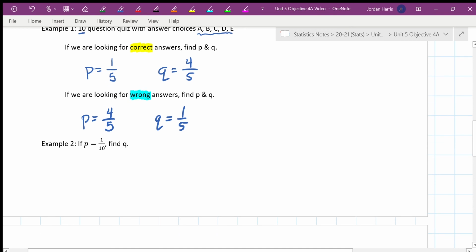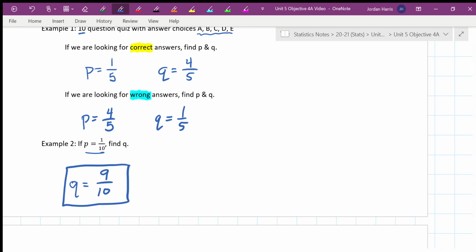Okay. Example 2 is using one of those properties. It always adds up to 1. So if my probability of success is 1/10, my failure, Q, must be 9/10. So if they give you one of these, they're giving you both. You have to recognize that. If they tell you the success or the failure, you just subtract from one, and that will give you the other one.